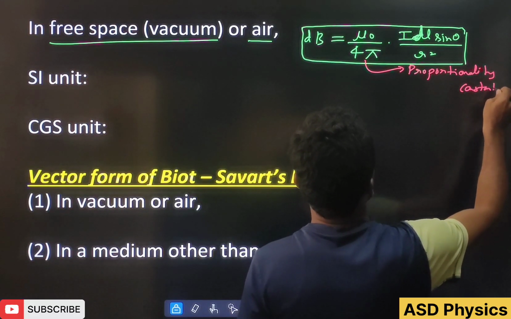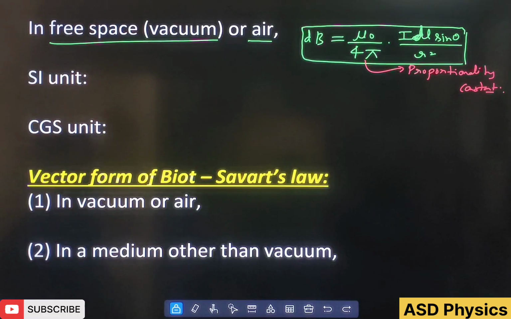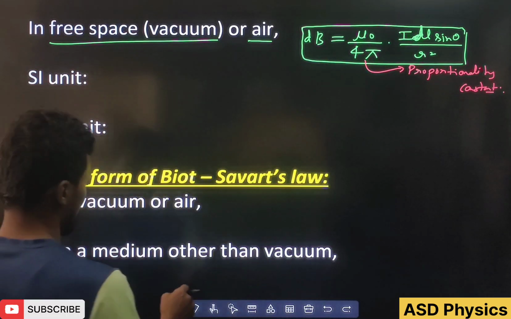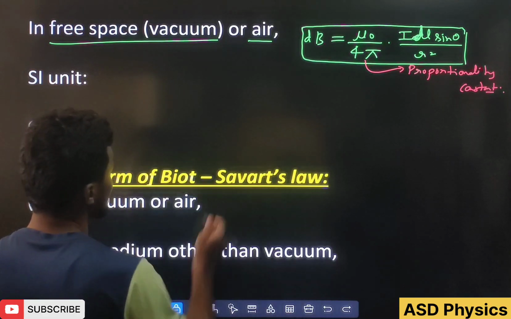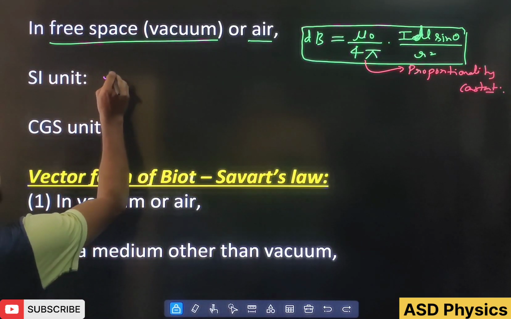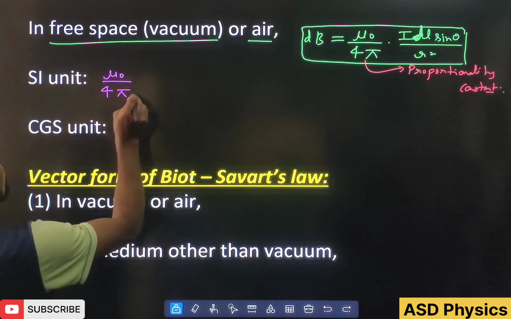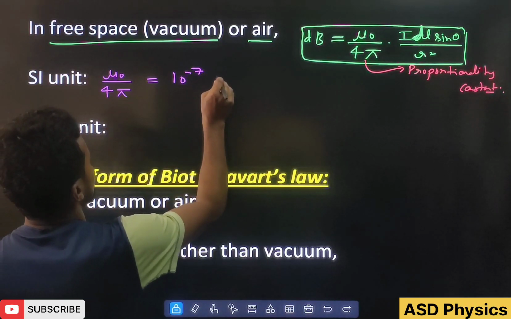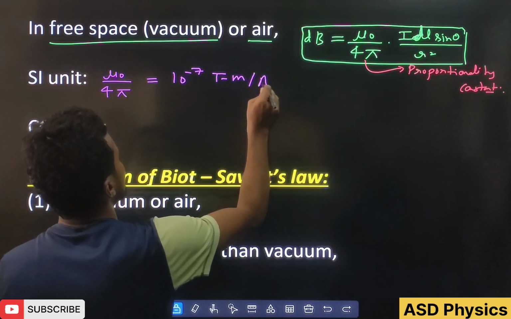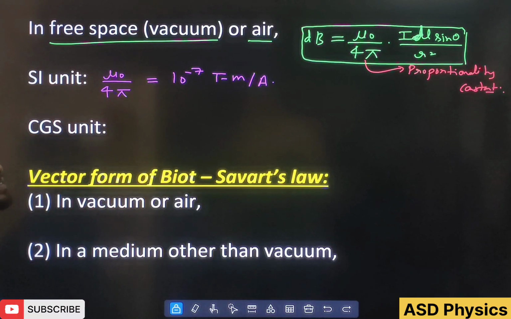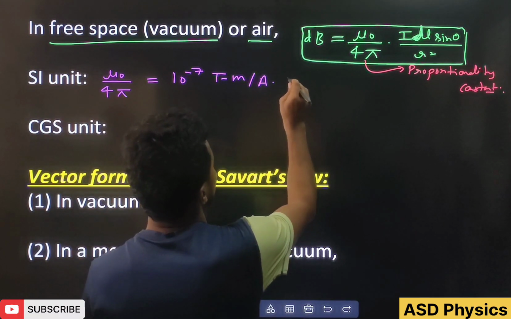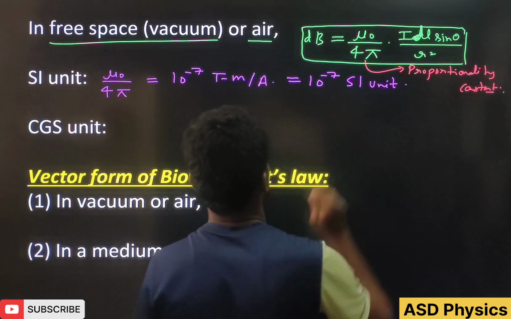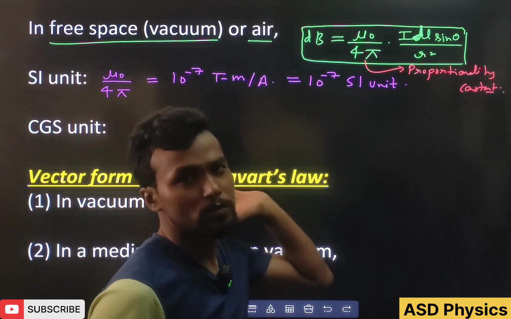Proportionality constant. This is mu naught by 4 pi I dl sin theta by r square, and mu naught by 4 pi is the proportionality constant. Remember that in SI unit, mu naught by 4 pi is 10 to the power minus 7 Tesla meter per ampere. Even if we don't remember this, we can write 10 to the power minus 7 SI unit.